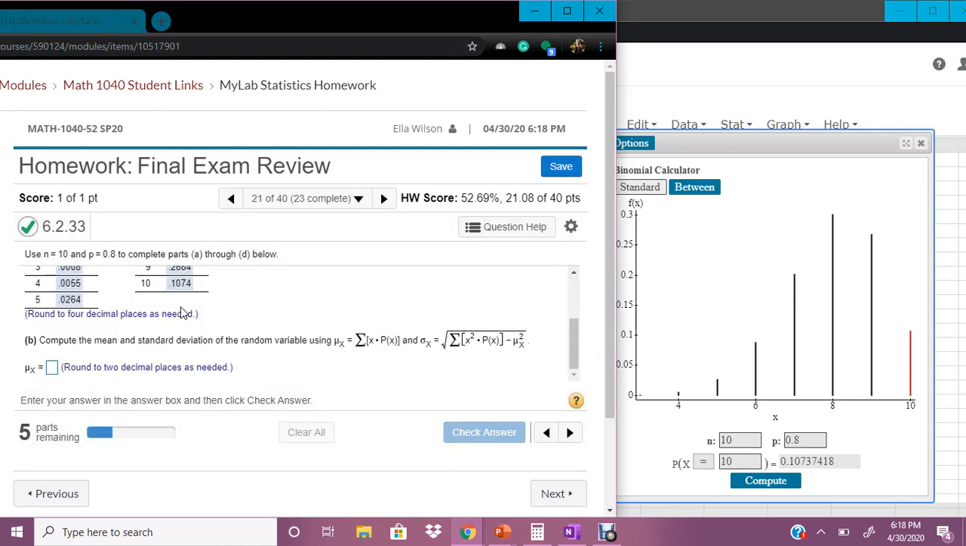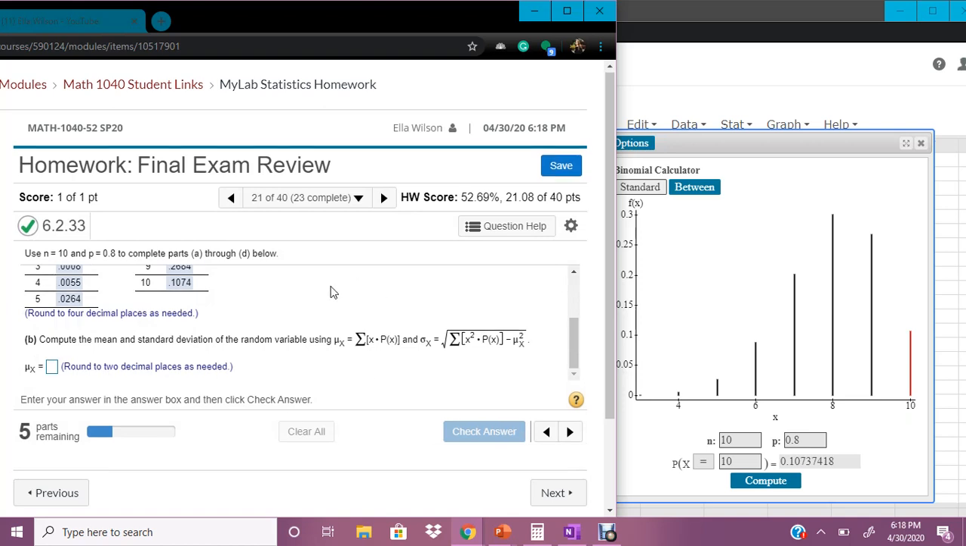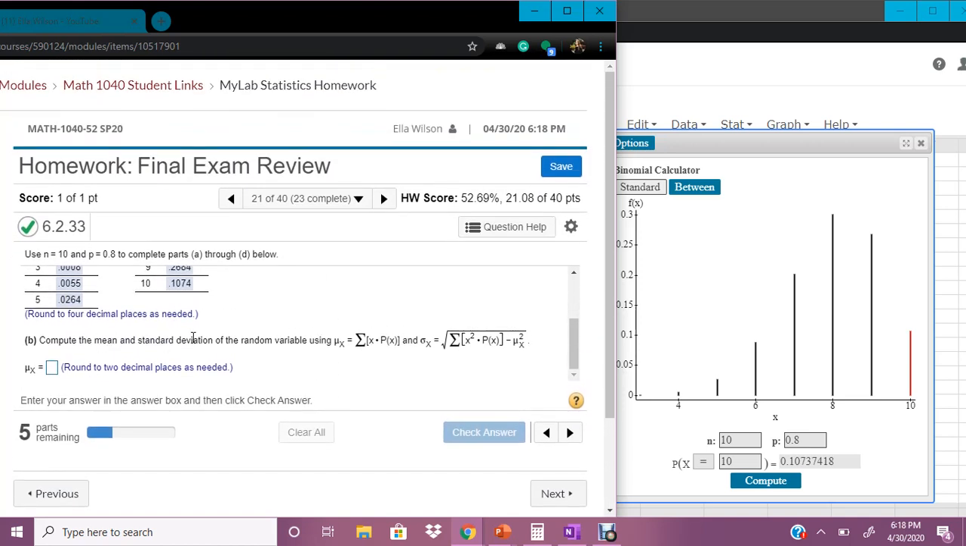Okay, and now, personally, I think this question is really dumb because it's going to ask you to compute the mean and standard deviation using this equation, and then in part C, it will ask you to compute the mean and standard deviation using a different equation, and you're going to get the same answer. It's just trying to show you that both equations work. But this one, I don't like it. It's hard, and don't use it, okay?